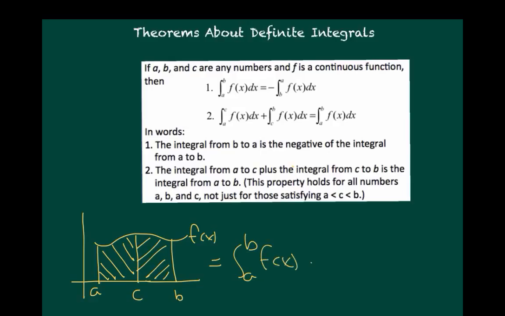f of x. So what you really have to be careful of is just make sure that when it goes from a to c, the next integral starts with c, so that the upper limit of the first integral and the lower limit of the second integral have to be the same number. The two integrals have to be joining or bordering each other. Okay, let's take a look at 2 more properties.